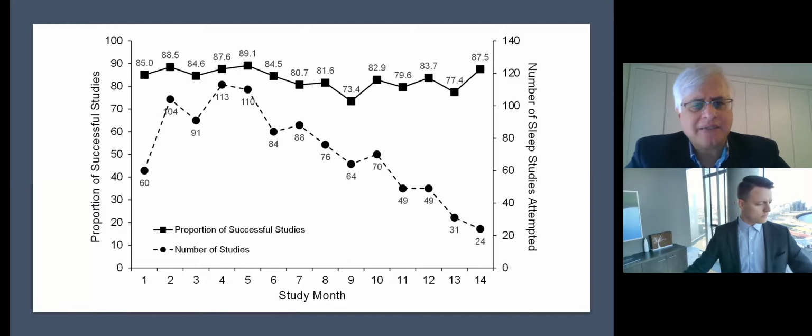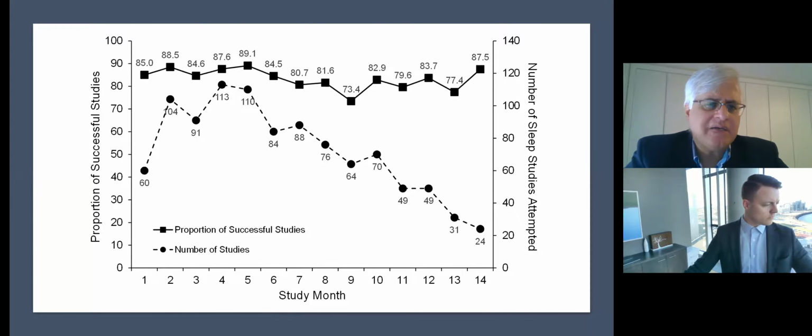Now, we also tracked what happened to us over time. What you see here plotted is the number of studies that were considered successful. And I define success as having at least 3 hours of all signals in our studies. So let's go through this graph in a little more detail.